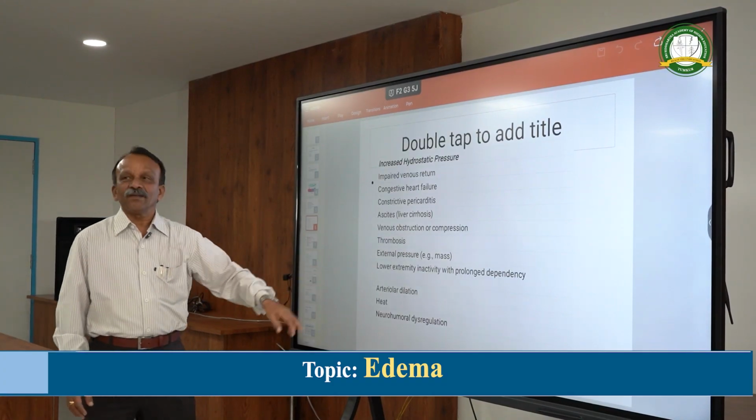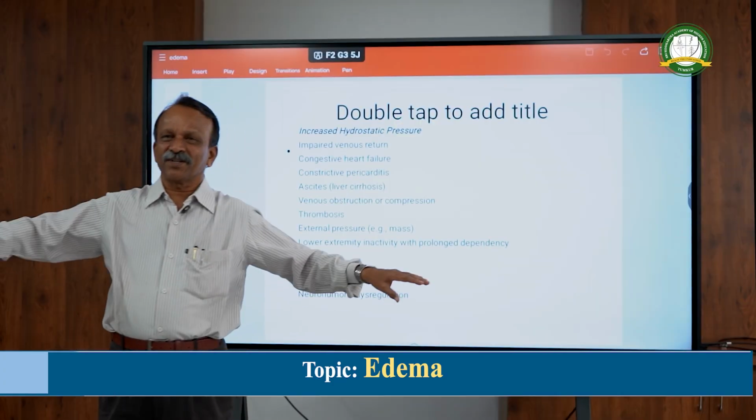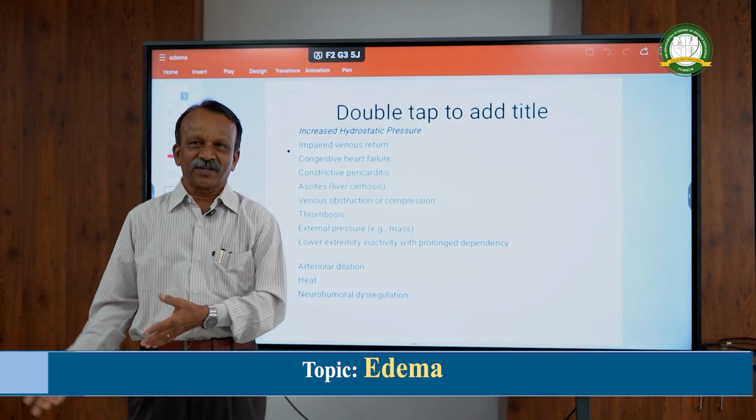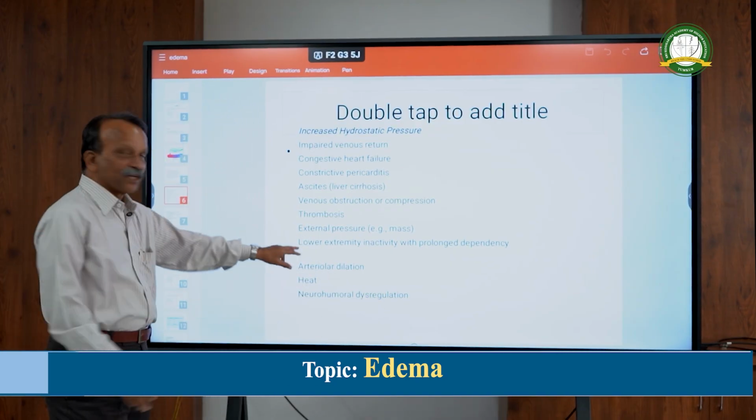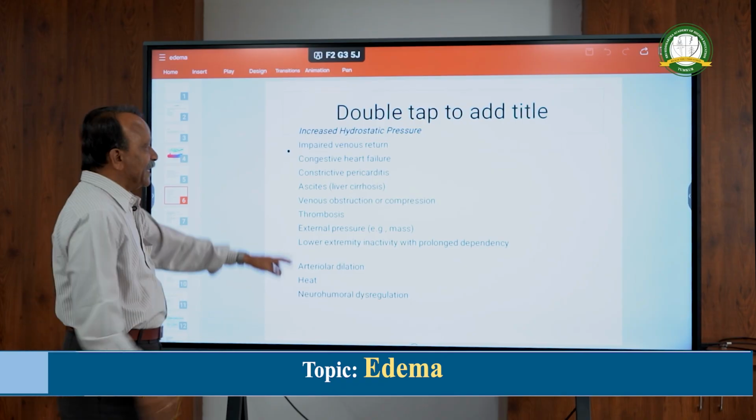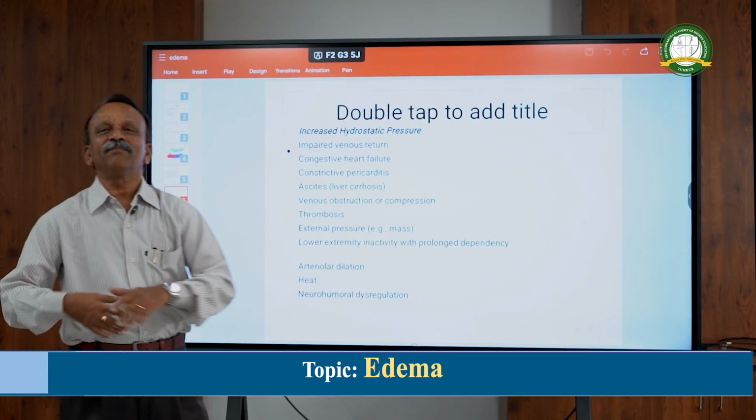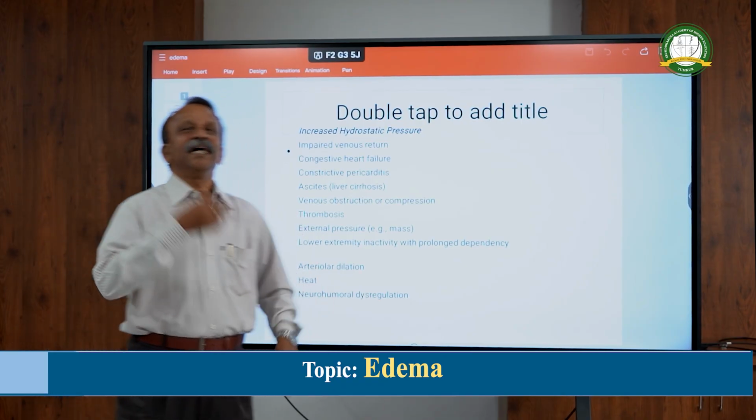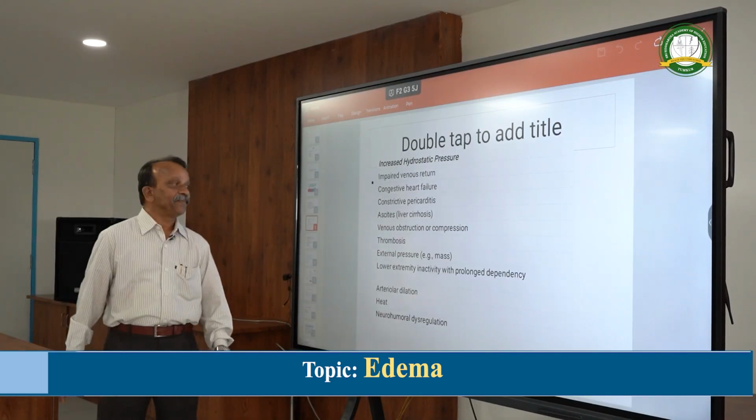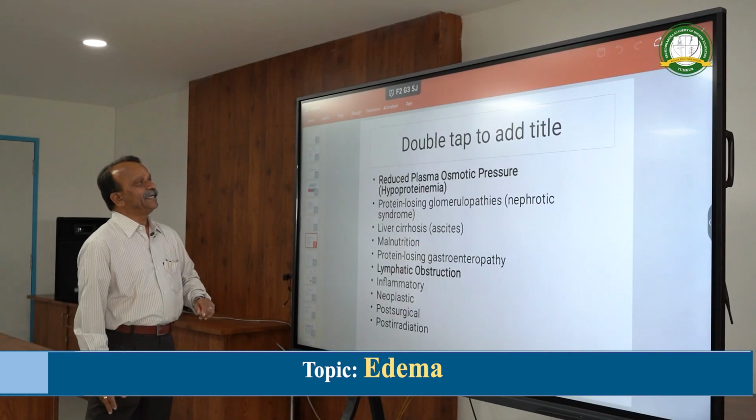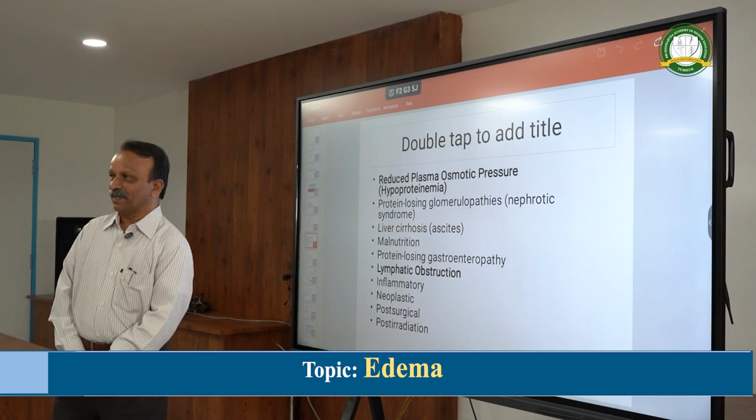Next, in case of comatose patients, or hospitalized patients, there is no movement, there is no ambulation. In those cases, the prolonged dependency results in a rise in the hydrostatic pressure, thus resulting in the edema. Then the next one, a decrease in the colloid osmotic pressure.